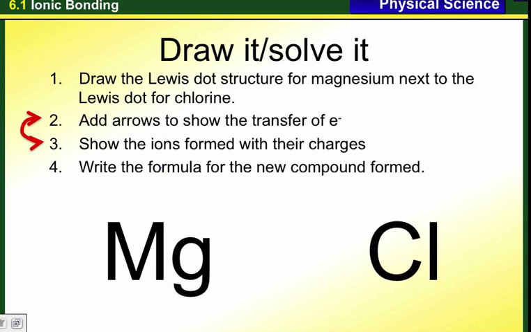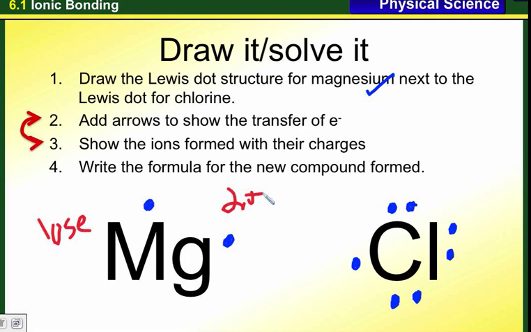Now we have 2 new elements. We've got magnesium in group 2. We've got chlorine in group 7. Lewis dot, done. I want to put the charges on there. Magnesium, being in group 2, will of course want to lose, making it a charge of 2 plus. Chlorine, of course, being in group 7, will want to gain, making it a charge of 1 minus.